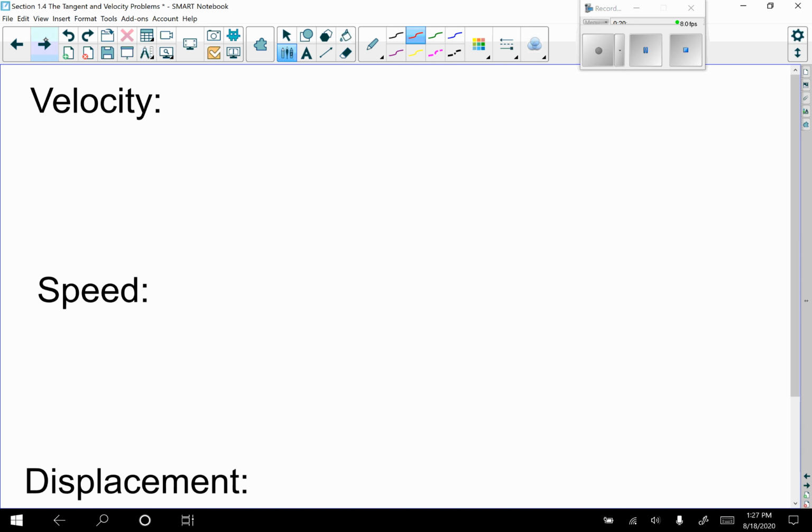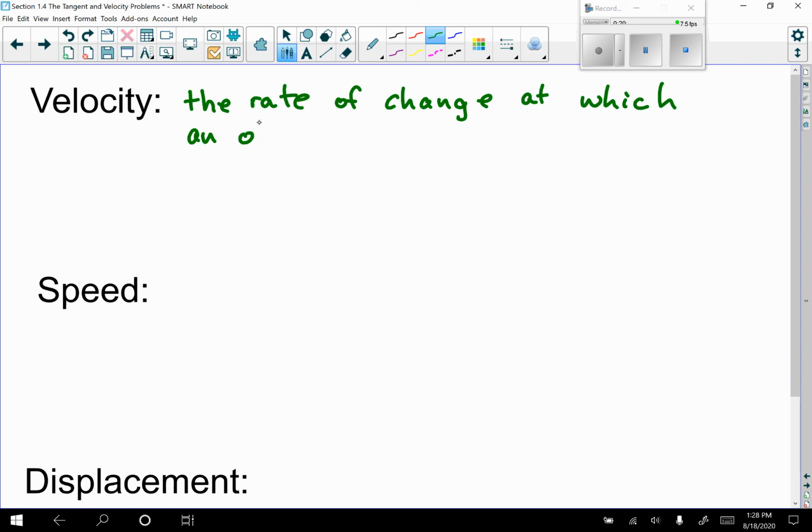All right, so these are the 3 terms so far that we're going to first get introduced to that relate to physics. So as I mentioned before, an average rate of change, the whole phrase rate of change, stands for velocity. So velocity is the rate of change of what, though? It is the rate of change at which an object changes position.